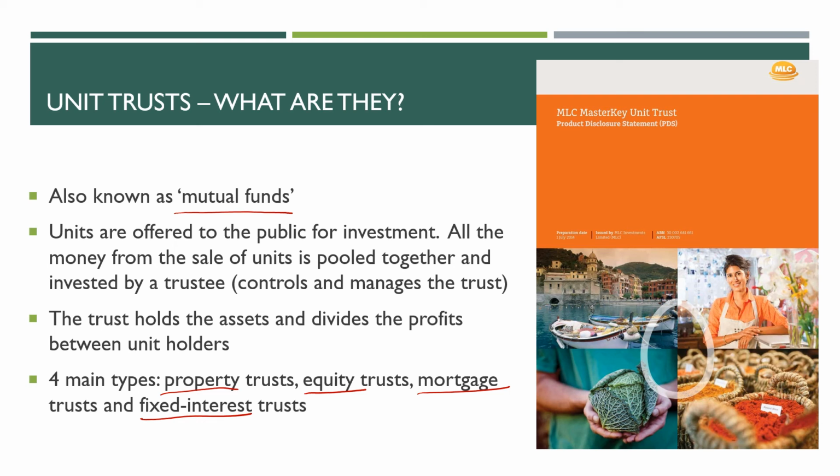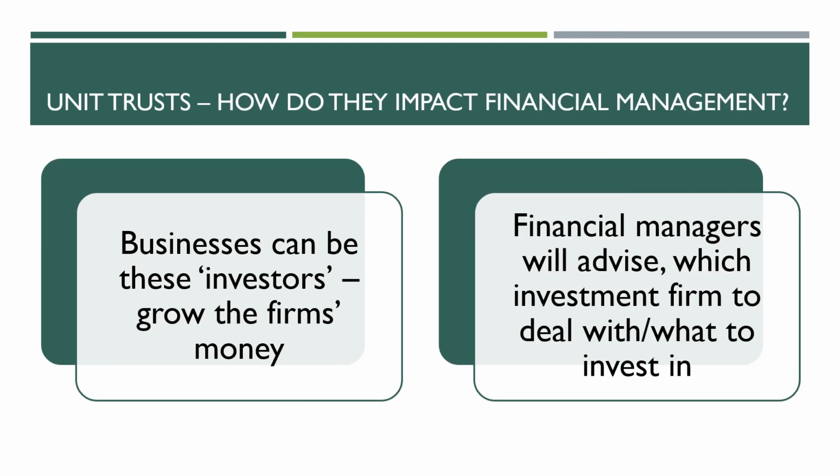So what investors do is they pool their money together. It's organized by a trustee, so this is the person who controls and manages the trust, and what they do is they invest it. And essentially, those assets and the profits all get divided by people who have invested in this unit trust. An example is the MLC Master Key Unit Trust over here. You can actually buy shares into unit trusts. They can be sold and traded publicly on the stock market, and you can also have private unit trusts as well. So how do they impact financial management?